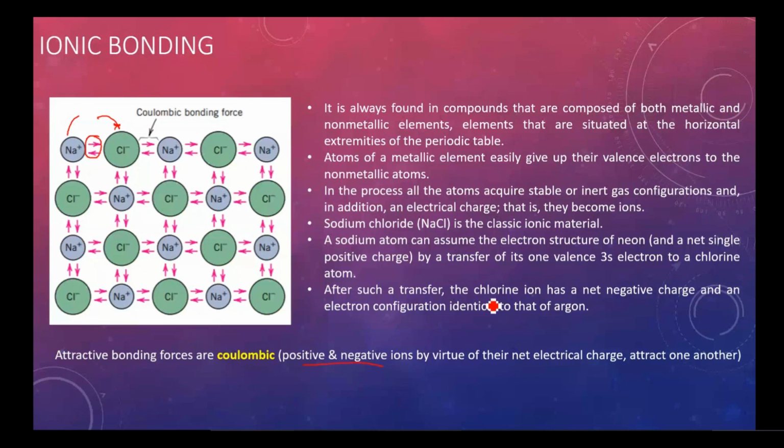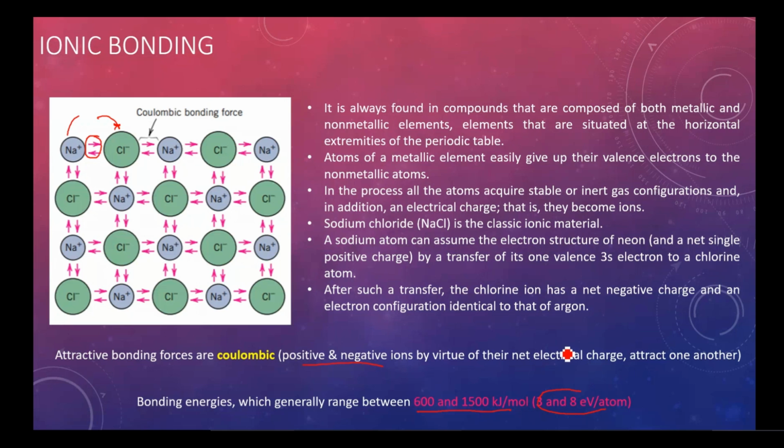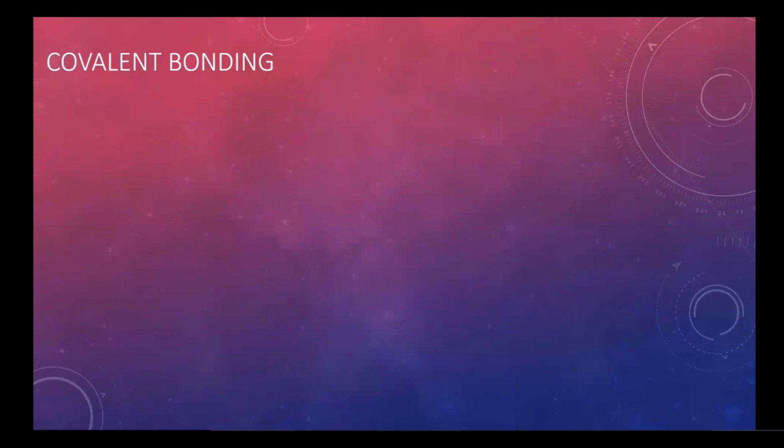This bonding essentially has an energy that ranges from 600 to 1500 kilojoules per mole, or 3 to 8 electron volts per atom. This is the energy that is generated by the ionic bonding. Probably this would be new information for you, but the rest of it is very clear to you.